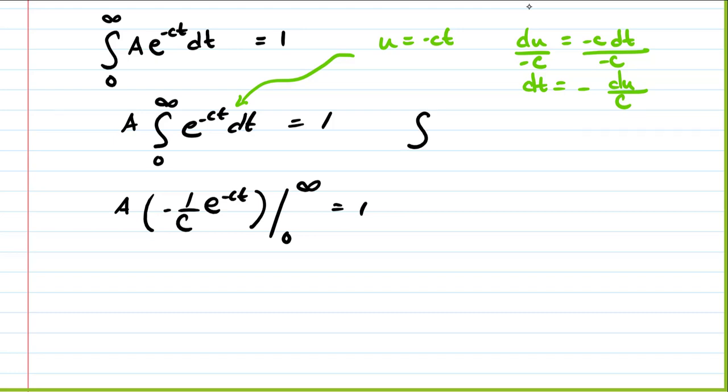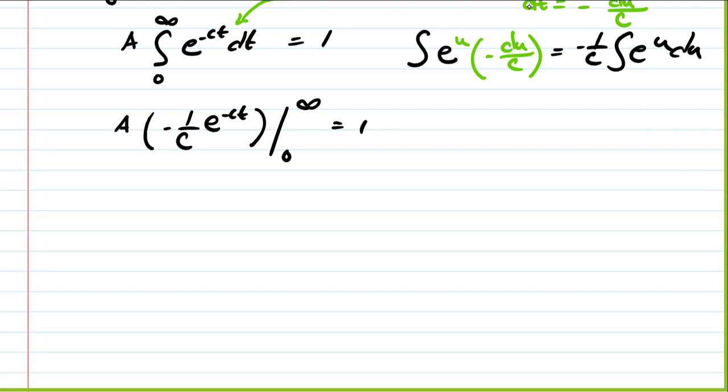So then our integral would become e to the u times dt, which is negative du over c, so then we would get negative 1 over c, the integral of e to the u. And then what's the integral of e to the u? E to the u, and we plug it back in and we get our negative 1 over c, e to the negative ct, right?